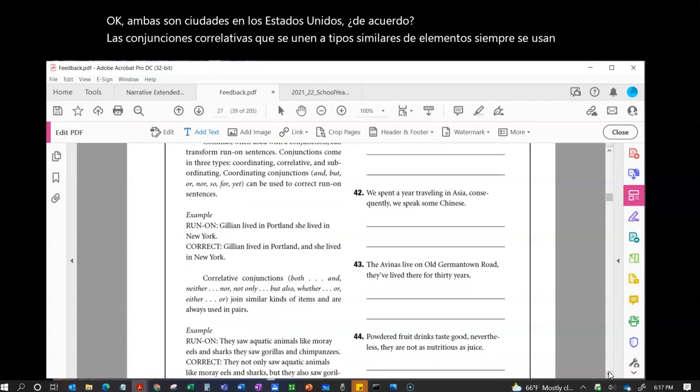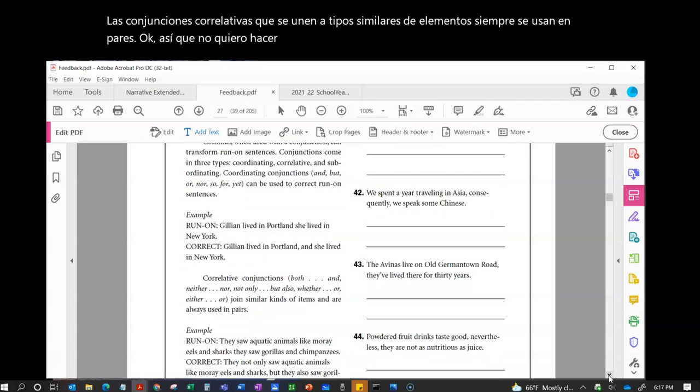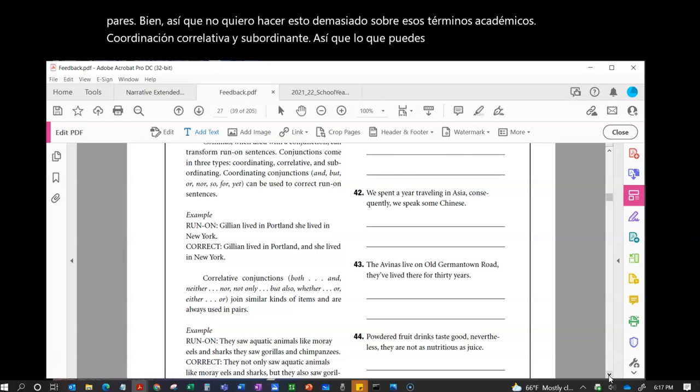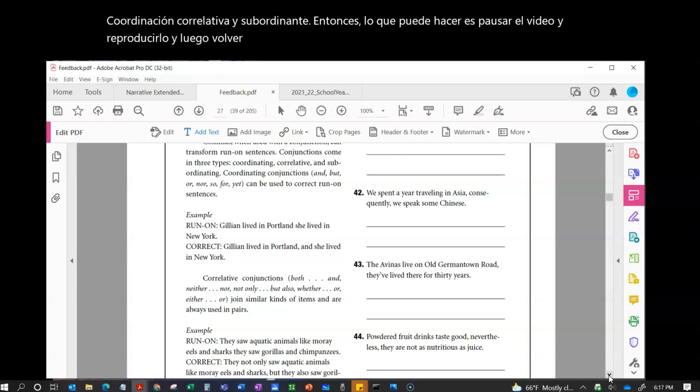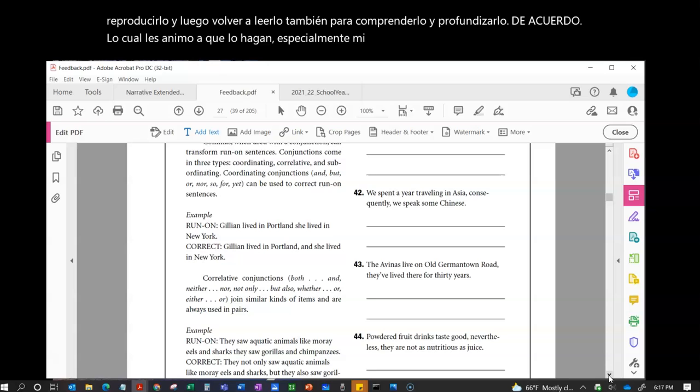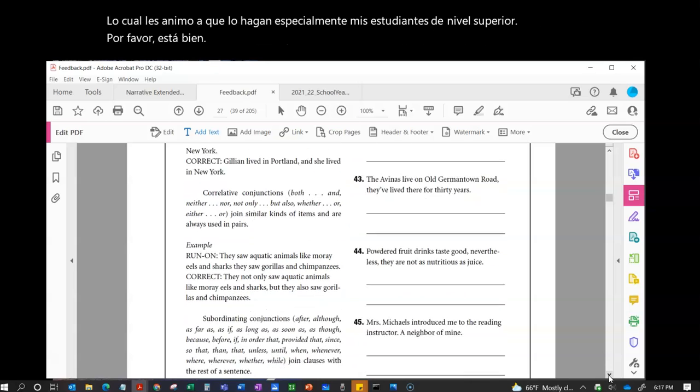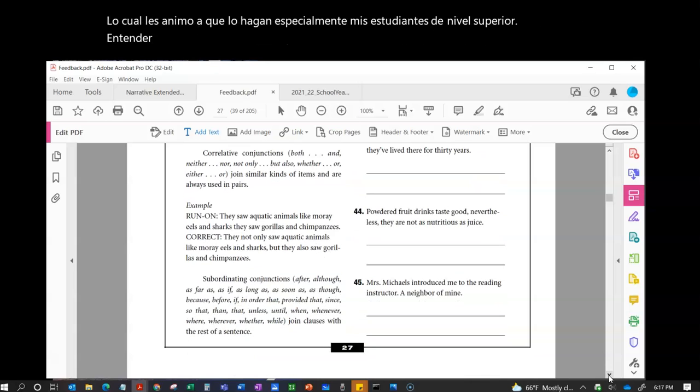So I don't want to make this too much about those academic terms: coordinating, correlative, and subordinating. So what you can do is pause the video and replay it and then reread it as well to understand it in more depth, okay? Which I highly encourage you to do, especially my higher level students, please, okay? Understanding why, and don't be afraid to Google it.